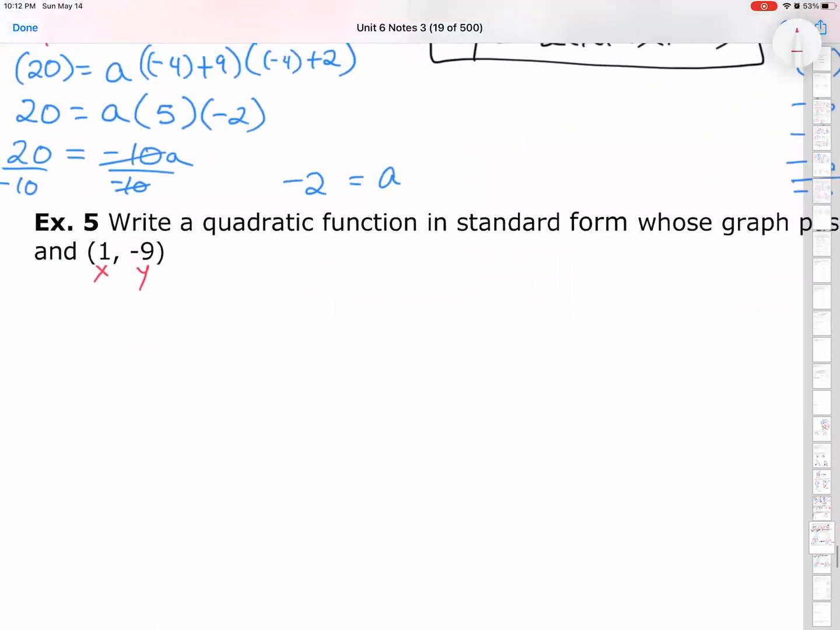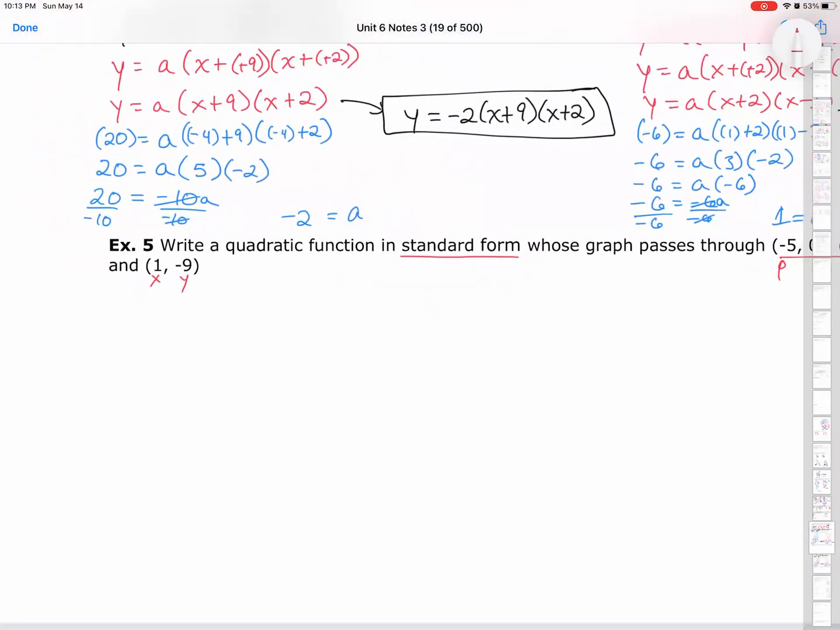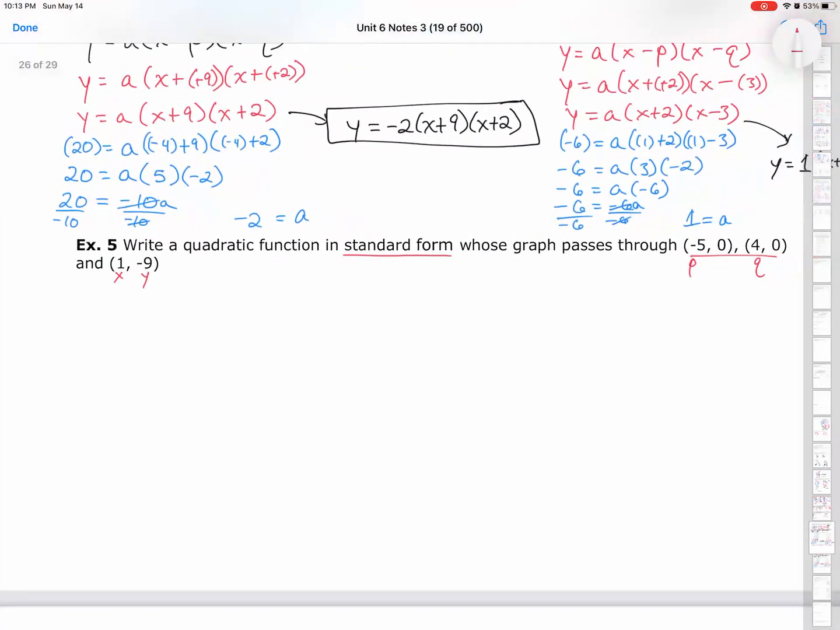And on example 5, we're asked to write it in standard form. So we'll have to first get it into intercept form and then convert to standard form. Pretty common question where they do ask you to convert from one form to the other.